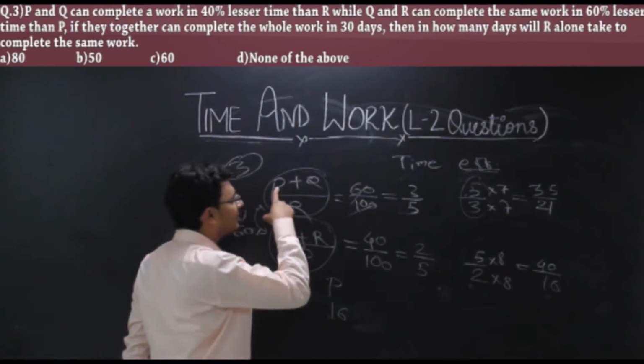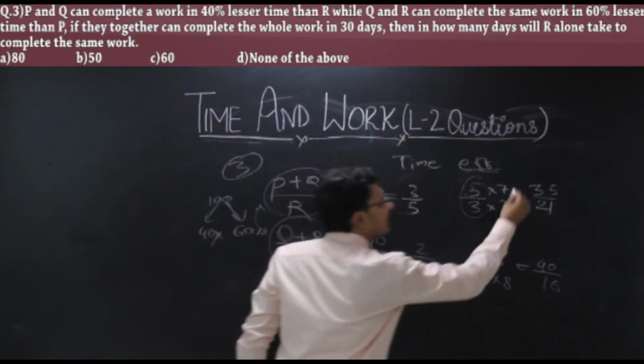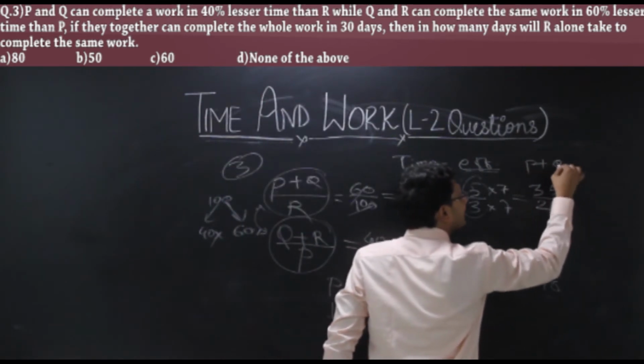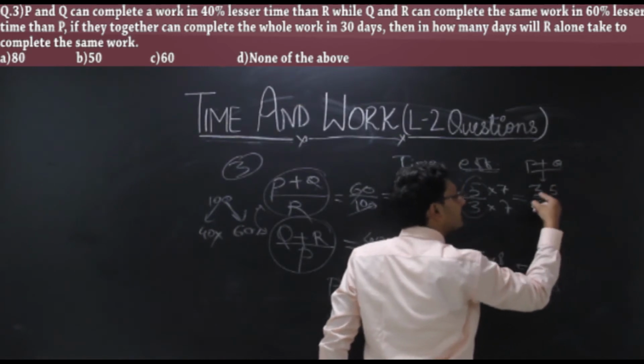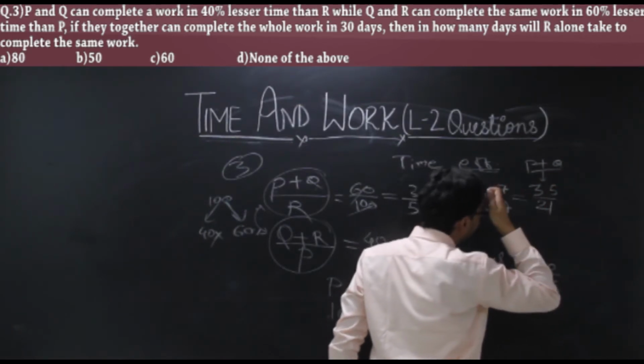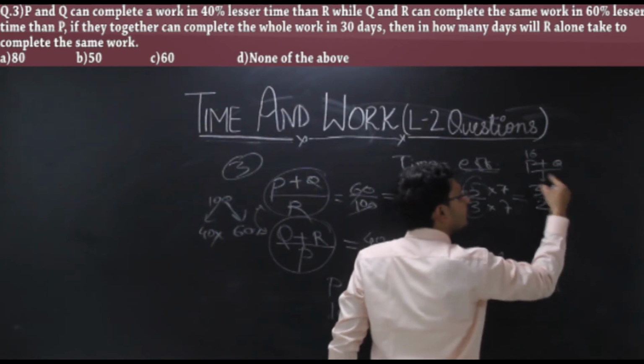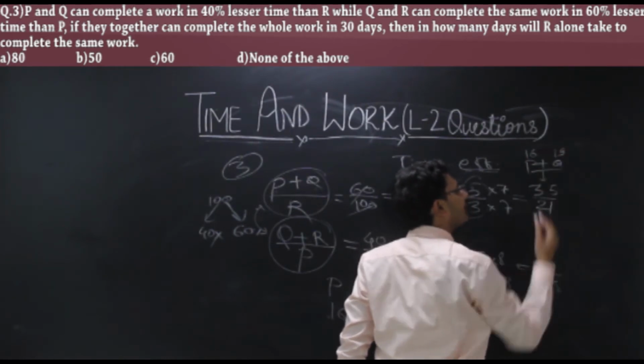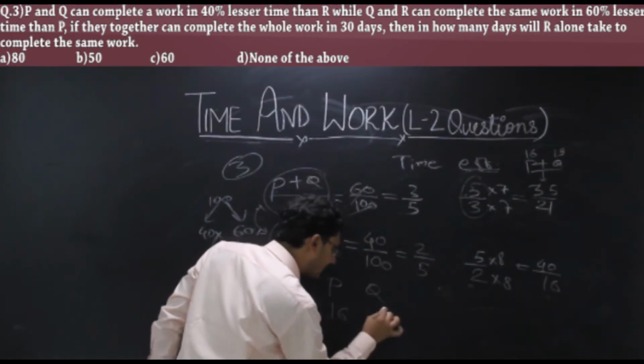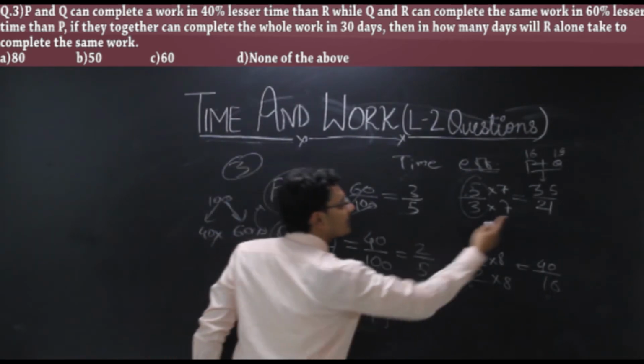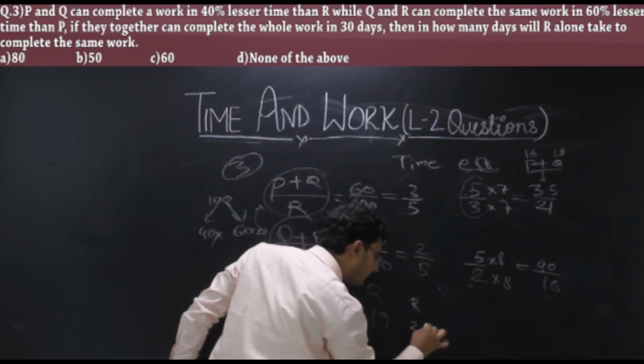If I put 16 in this equation, that is P plus Q is 35. So 35 is P plus Q. If I subtract 16 from it, if P is 16 and the total has to be 35, then Q has to be 19. So Q is 19 and R is 21.